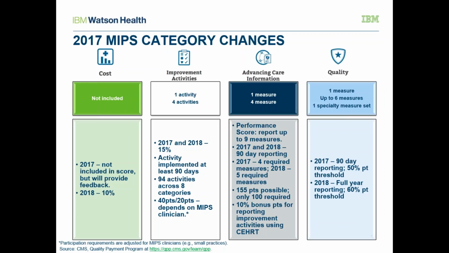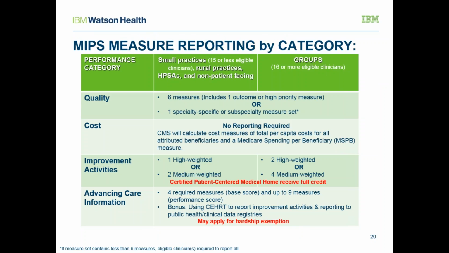And the last piece that most people are probably most familiar with is the quality category. One of the biggest changes for this one is that, unlike before in the proposed rule, I believe it was between 80 to 90% of your patient population, which includes not only Medicare but all payer patients, they actually decreased that to 50%. And of course, you can see that for 2018, that'll increase to 60%.